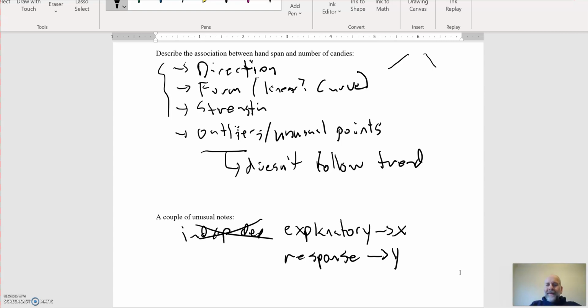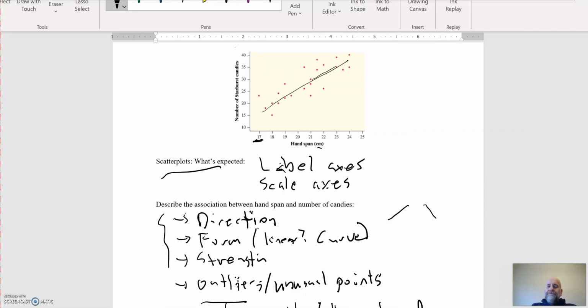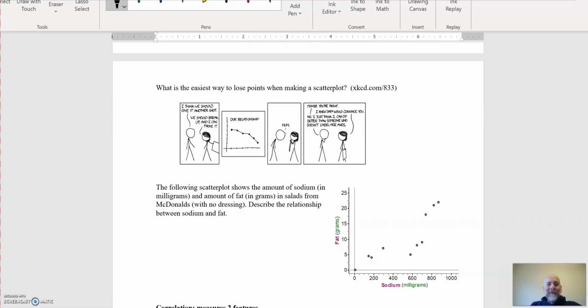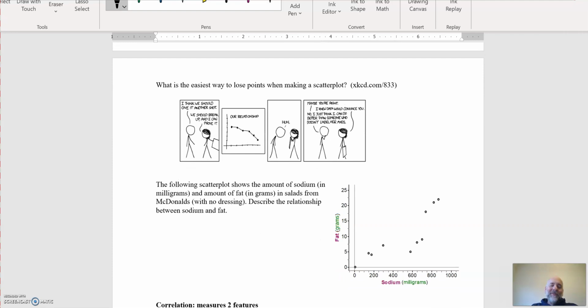There is another unusual note, but I don't remember what it is right now. Okay, I'm going to let it go. So there's just a little joke here. You can check it out. It's pretty funny.